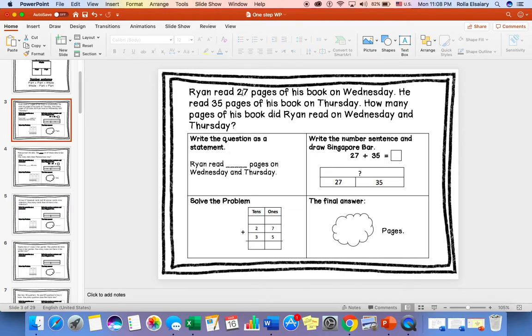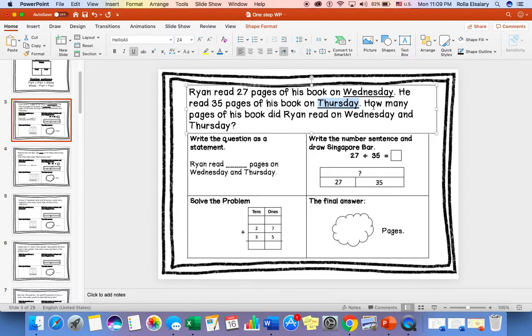First thing, Ryan read 27 pages on Wednesday. So this is the very first part. I write 27. And then I read the rest again. He read 35 pages of his book on Thursday. I have another part here. So that would be 35 pages. I don't put the sign yet until I read the question.